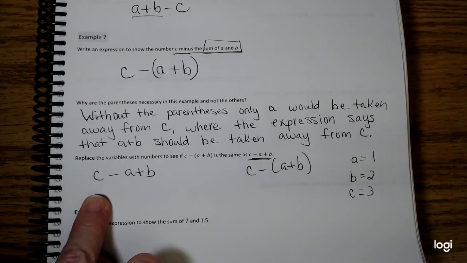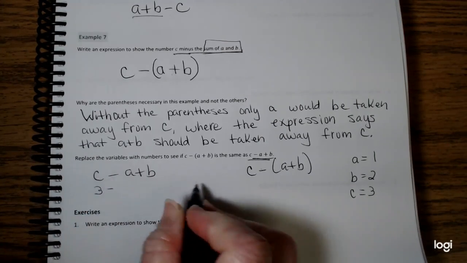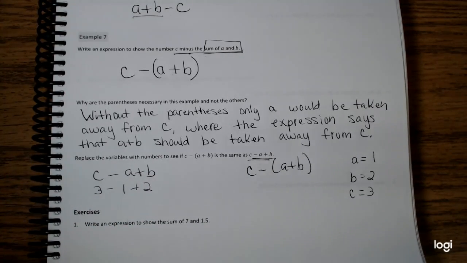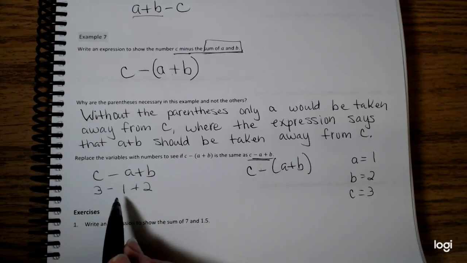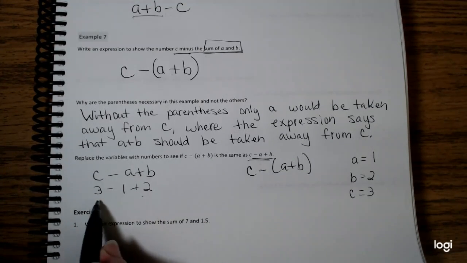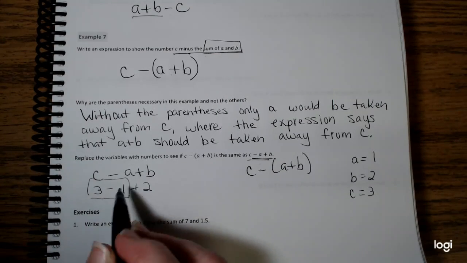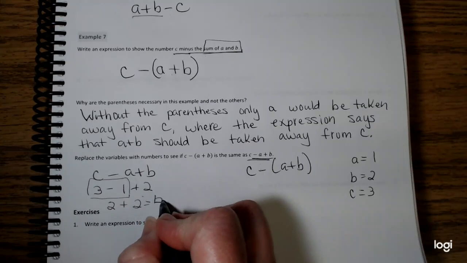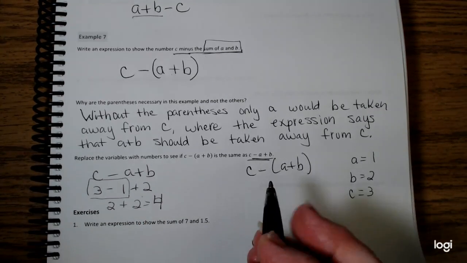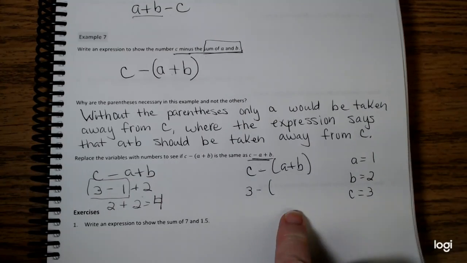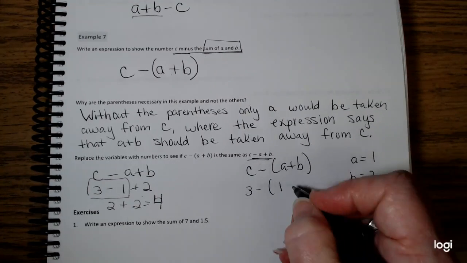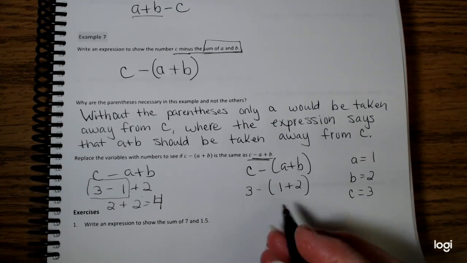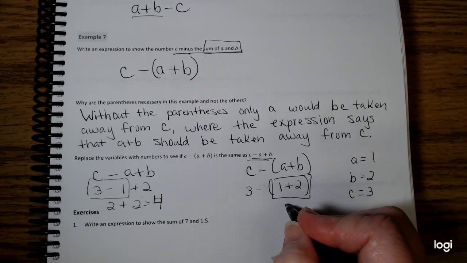So let's go ahead and solve this. This would be 3 minus 1 plus 2. Okay, according to order of operations, please excuse my dear Aunt Sally. Adding and subtracting are hand in hand, so we do the subtracting first. So this would be 2 plus 2, which equals 4. All right, put in C here, 3. And then we have here 1 plus 2. Okay, this time we have to do parentheses first. Please excuse my dear Aunt Sally. So we'd have 1 plus 2, which is 3.